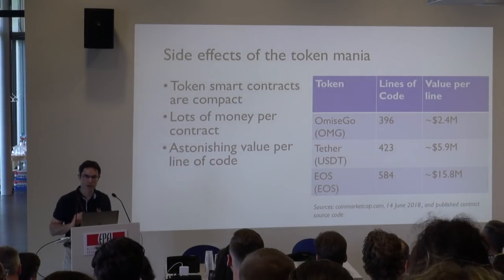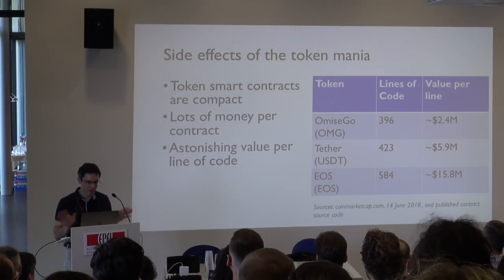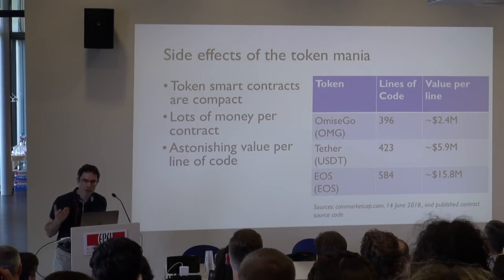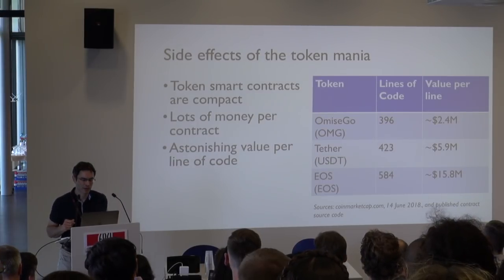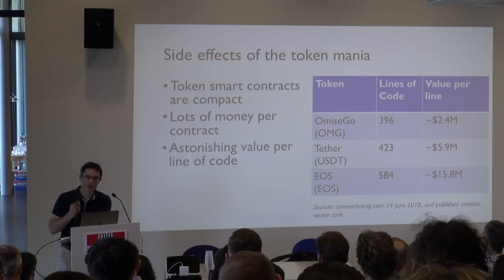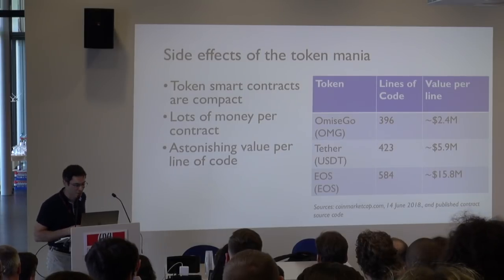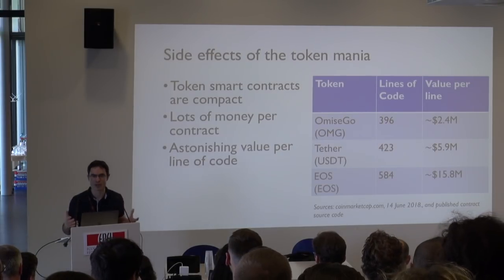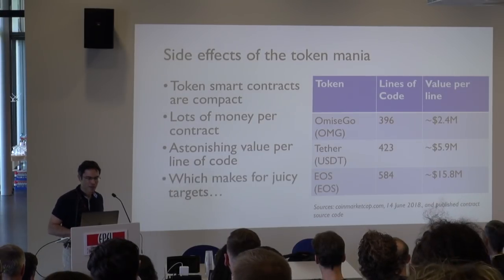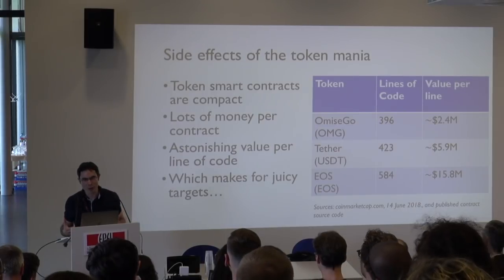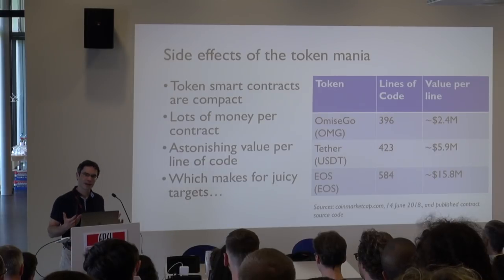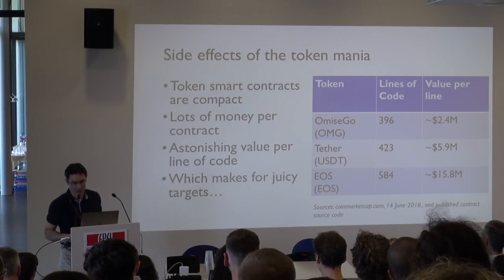Here's a table I compiled just a few days ago, which I believe is essentially current, showing the value per line of code for 3 well-known tokens. As you can see, their value amounts to millions of dollars per line. And in the case of EOS, to well more than $10 million a line. Of course, this is something that hackers are well aware of. These are especially appealing targets, and hackers have not been slow to take advantage of this fact.